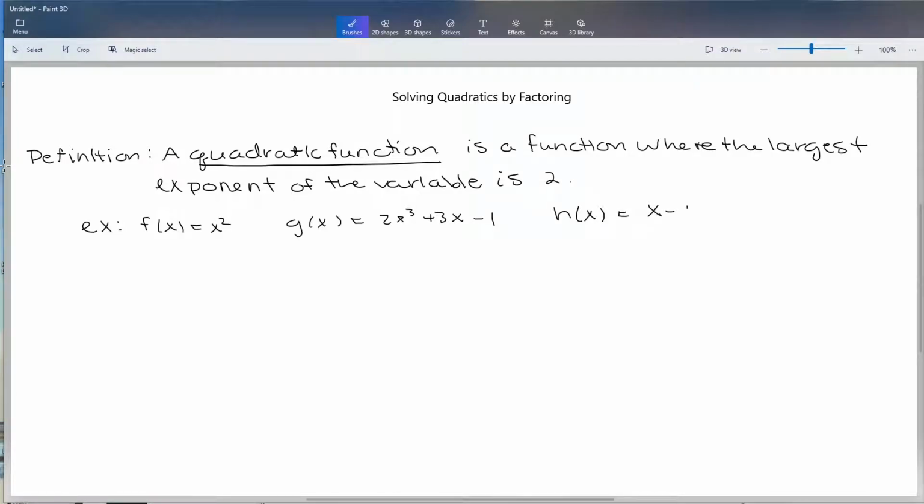x minus x squared. Okay, so any of these things are quadratic functions, okay, because, oops, not this one, that's supposed to be a 2, because the largest exponent needs to be a 2, okay? So we are looking at anything that has x squared as its largest exponent. Okay, then what is a quadratic equation?